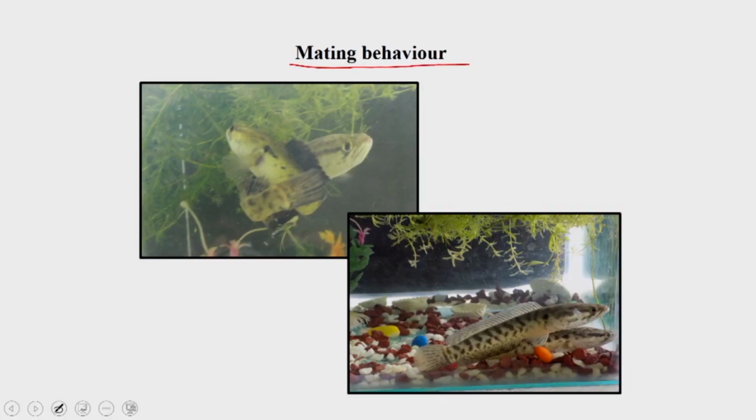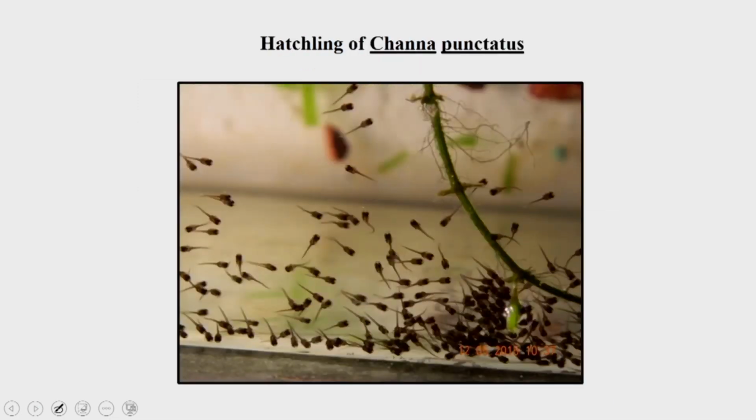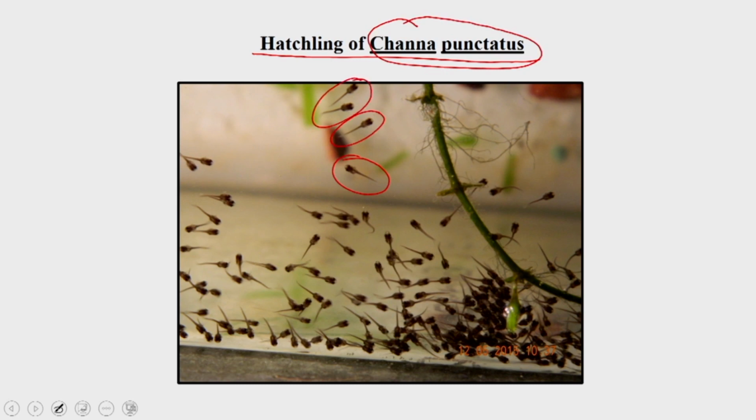Once they mate, they are going to produce the embryos, they are going to produce the eggs which are going to be fertilized, and then ultimately they are going for the hatching. So, what you would see is a classical picture of the hatching of Channa punctata, where you can see that the small hatchlings are coming out from the eggs, and these hatchlings will further develop.